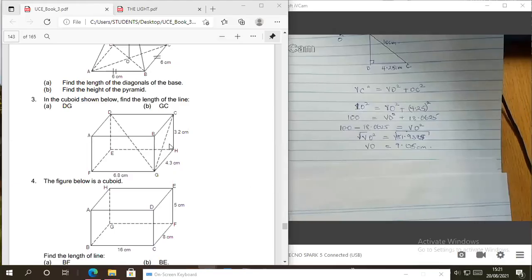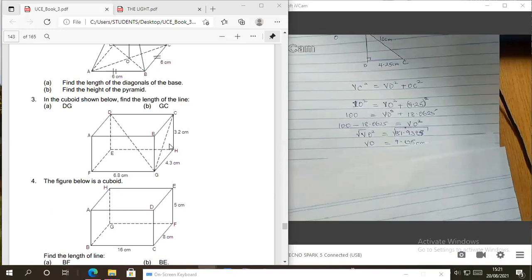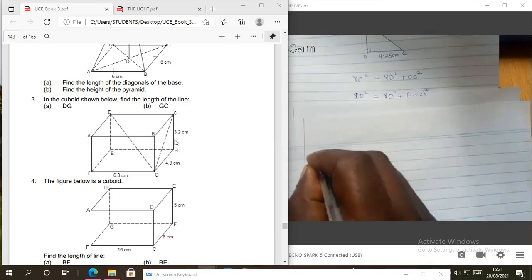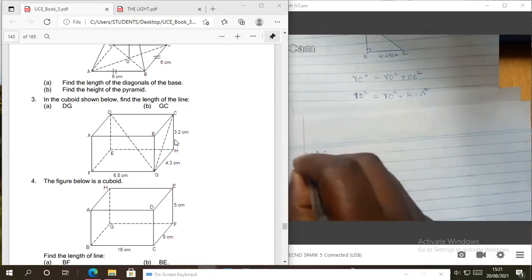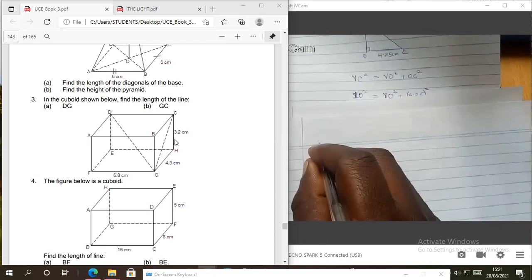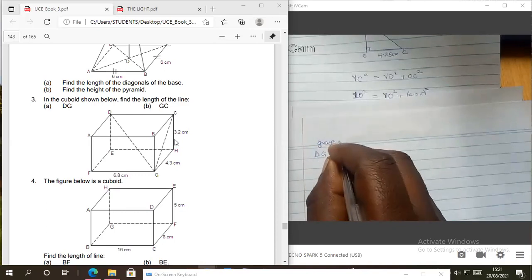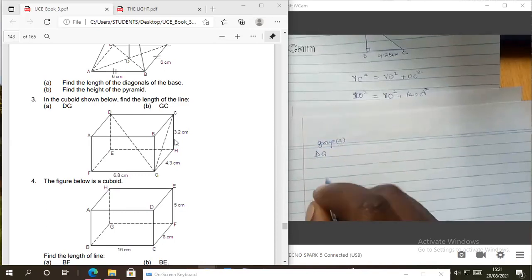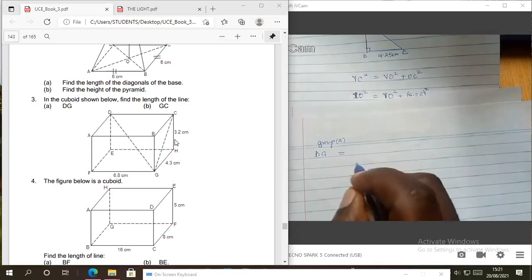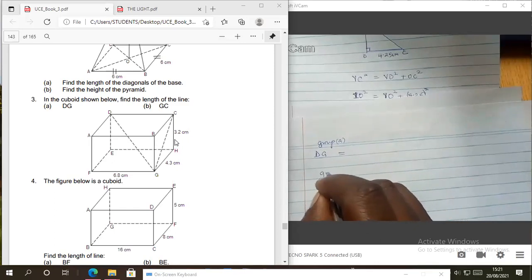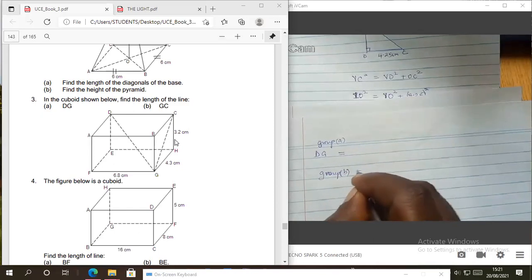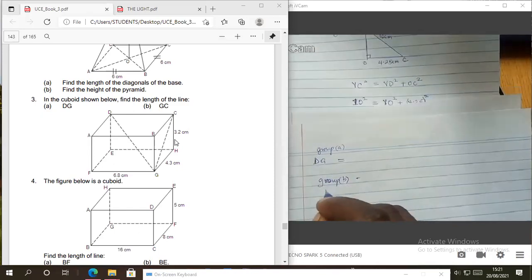From group A, what was your DG? Group A, what was your DG? Group B, did you find the answer? Shall we find the answer for both DG and GC? So what was DG?